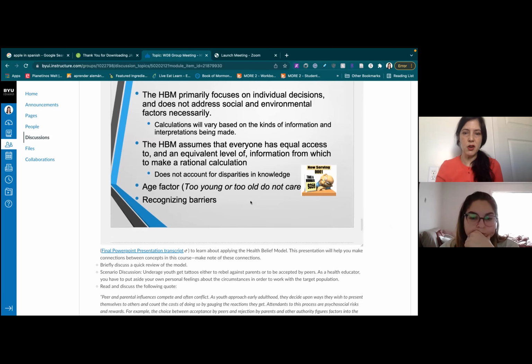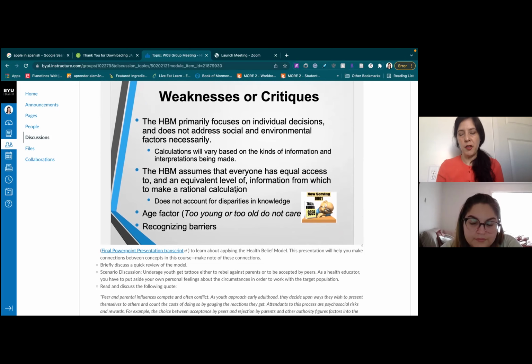Age factor, too young or too old, do not care. Yeah, and recognizing barriers. If you are 13 years old, you're not thinking about getting breast cancer, so you don't care. And if you're 90, then you say, okay, I have to die for something. So that makes a lot of sense. Age is very important for the perceived susceptibility. And yeah, disparities is an issue.